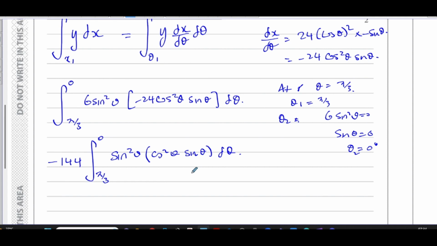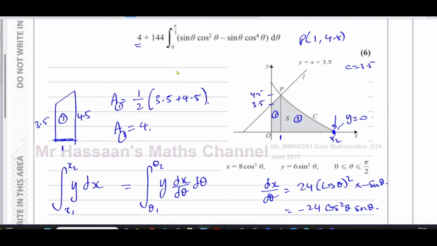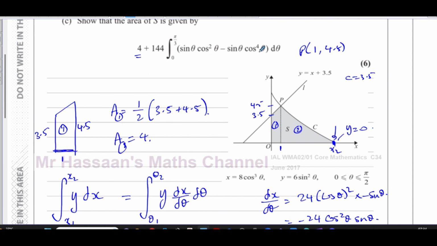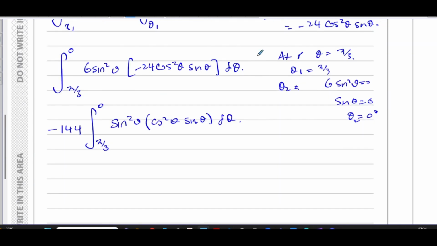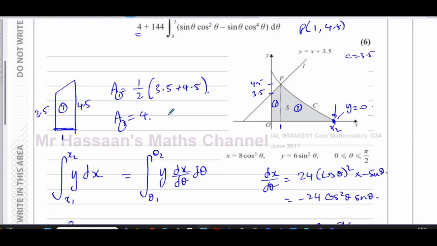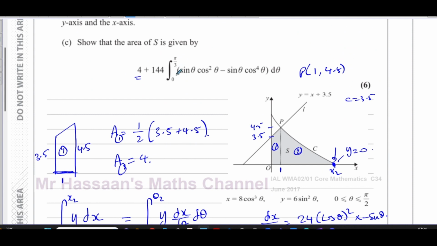All right, now, if I have to end up with cosine to the power 4 theta, how is that going to happen? Well, if I rewrite this as 1 minus cosine squared theta, then I will end up with something in that form, I can see. And the other thing I notice is that these limits here are pi over 3 on top and 0 underneath, and this 144 is positive.